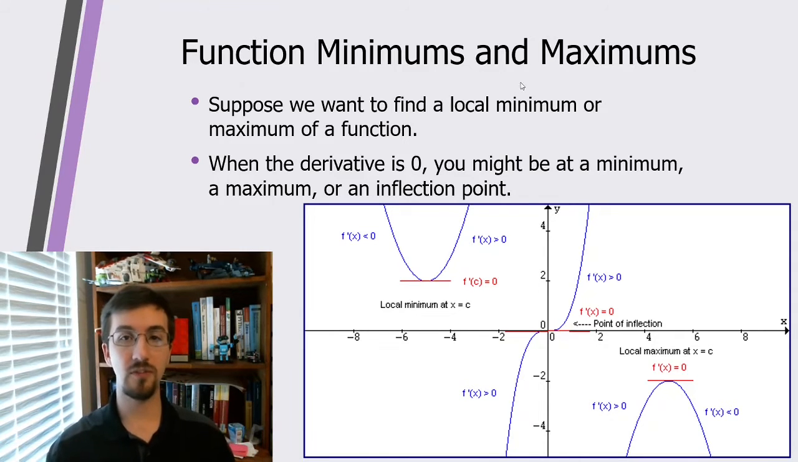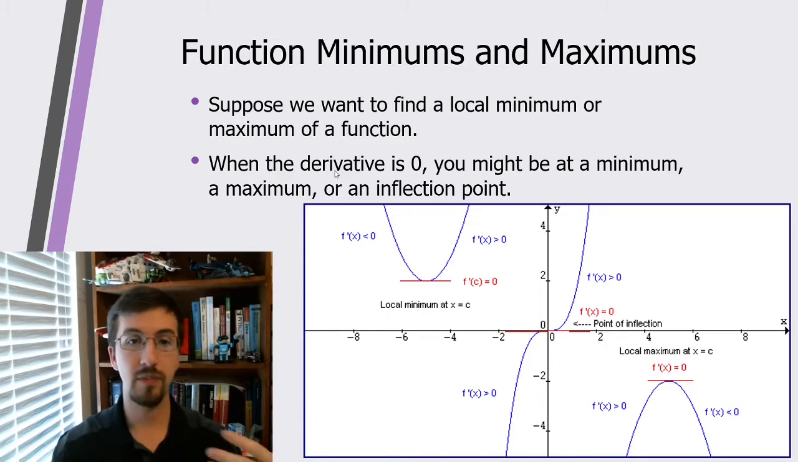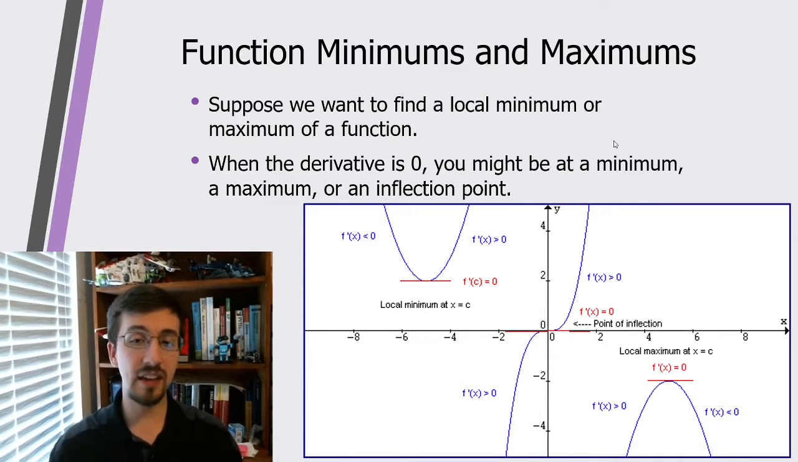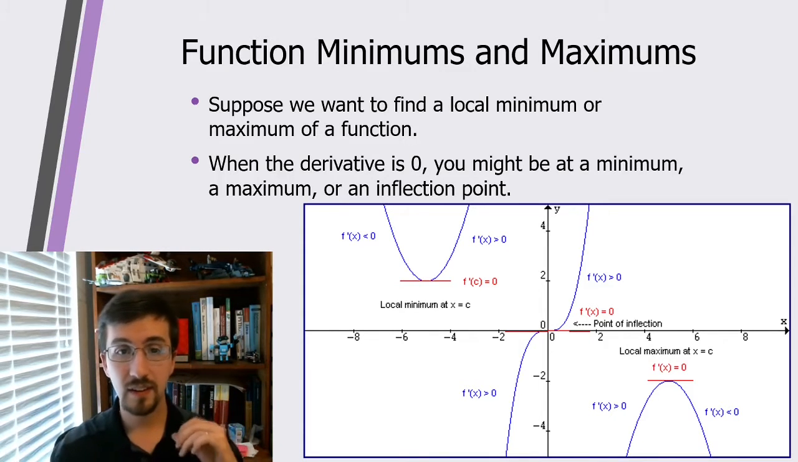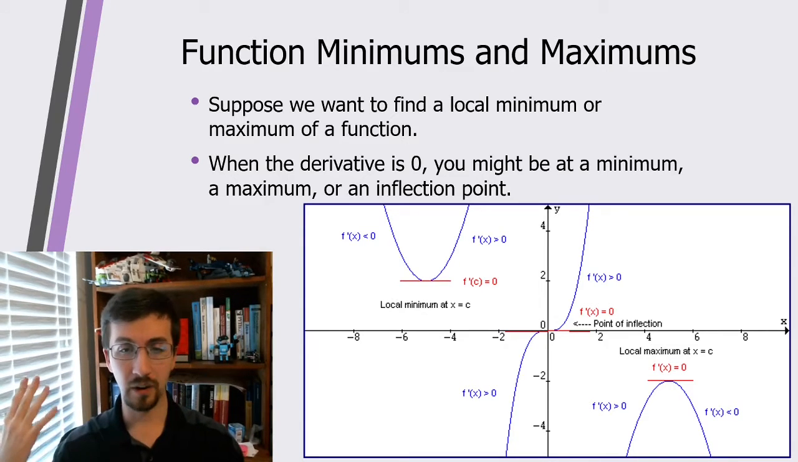So suppose we wanted to find a local minimum or a maximum of a function. Well, if you find the derivative and set it equal to 0, you will either be at a minimum, a maximum, or you'll be at an inflection point. The way you tell that, you can use the second derivative. You can look at the signs on either side. I'm not going to go too much into depth on this. I just want to give you the basic idea.